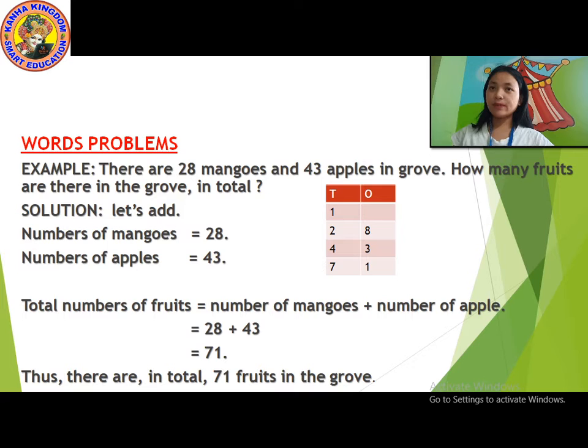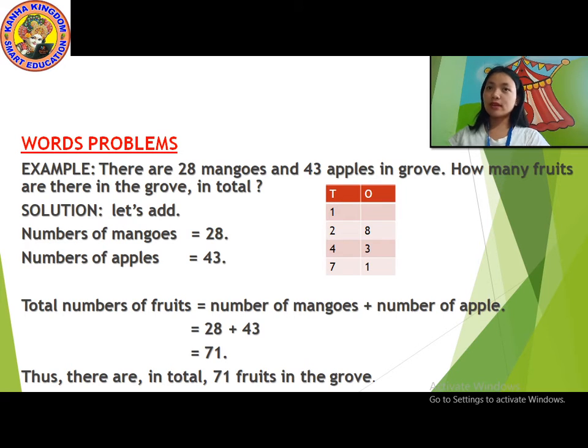Group means an enclosed land planted with fruit trees. That means there will be many fruit trees. Like in that group there are 28 mangoes and 43 apples. Apple and mango are also fruits, so apples and mangoes may be there. So there are 28 mangoes and 43 apples in a group.